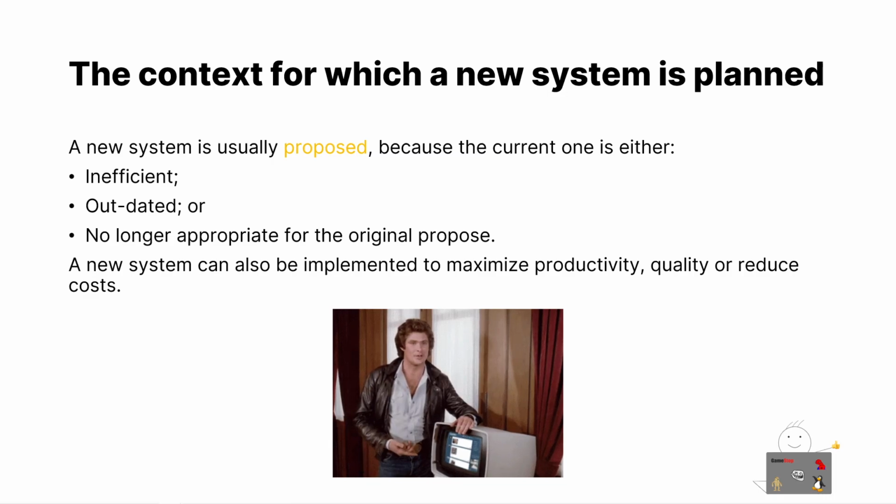We will first start out by finding the context for which a new system is actually planned. In most cases, a system is proposed because the current one is either inefficient, outdated, or no longer appropriate for the original purpose. A new system can also be implemented to maximize productivity, quality, or reduce costs.